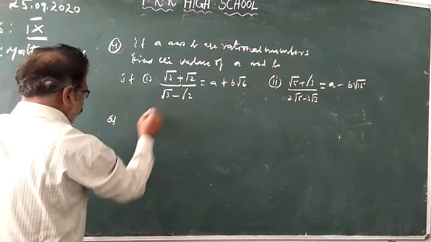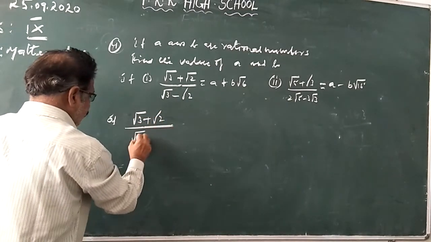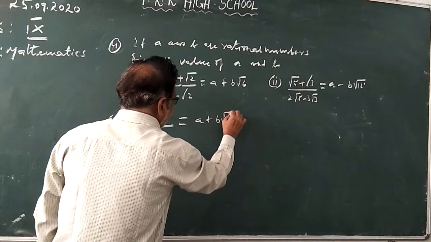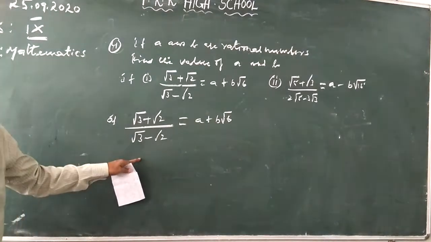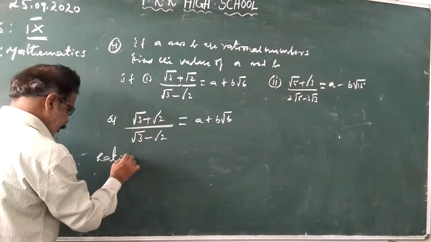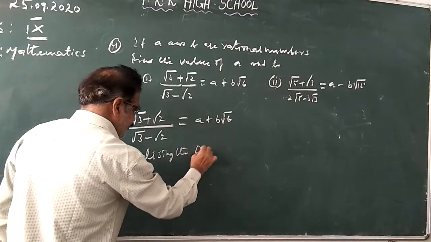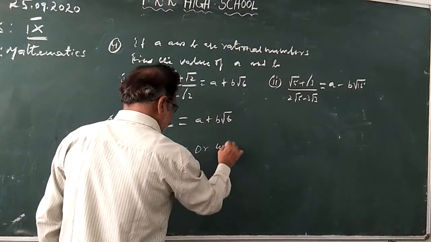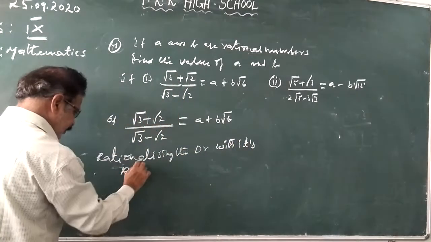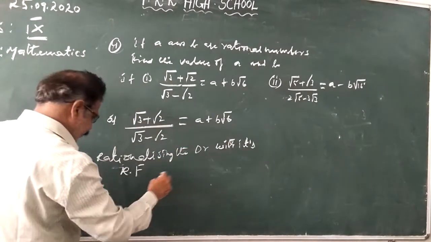So first bit is what? Root 3 plus root 2 by root 3 minus root 2. That equals how much given? A plus B root 6. So what is the denominator here? Root 3 minus root 2. You have to rationalize the denominator. Rationalizing means multiplying numerator and denominator with its RF. Rationalizing the denominator with its RF.